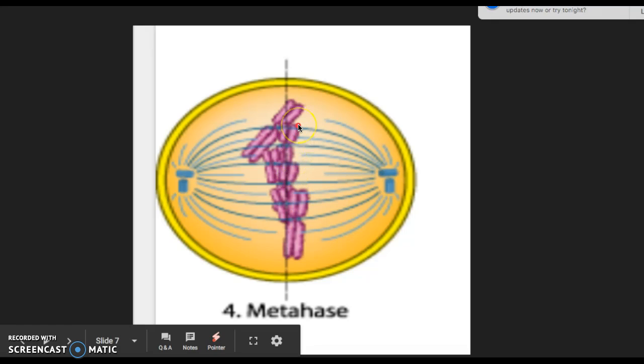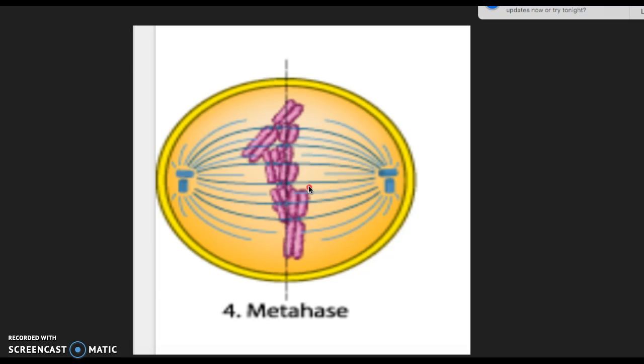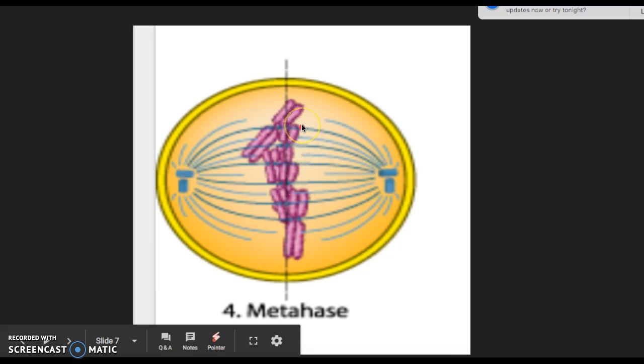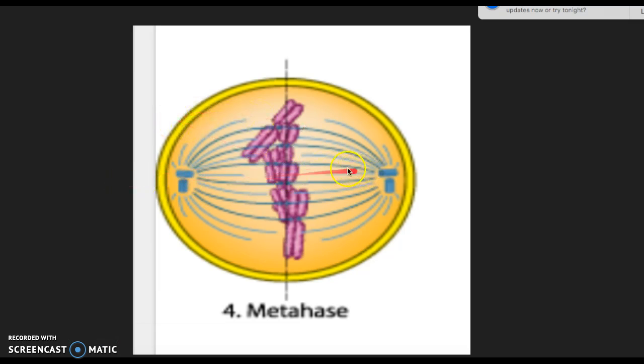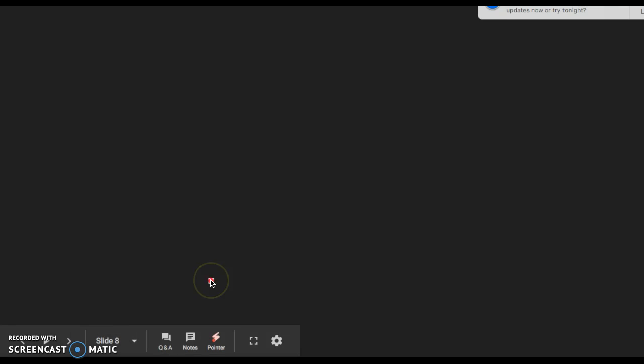So metaphase is known as the longest stage of mitosis, and it is basically where the centrosomes are now at opposite sides of the cell. These things are completely on opposite poles, and now the chromosomes are aligning down the middle, and the microtubules are pulling them across the middle.